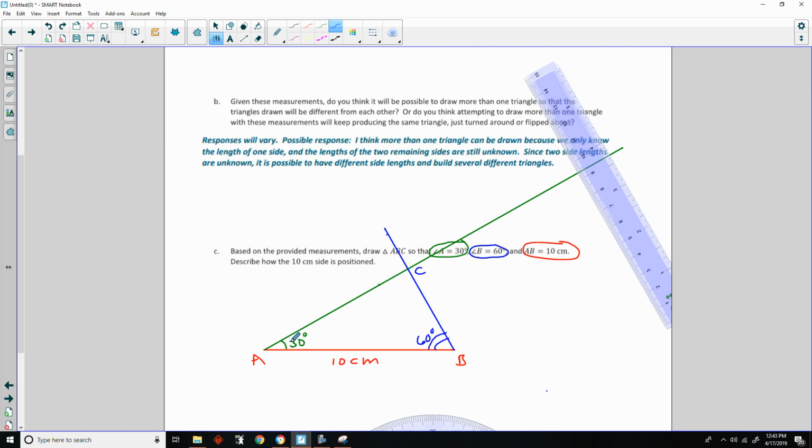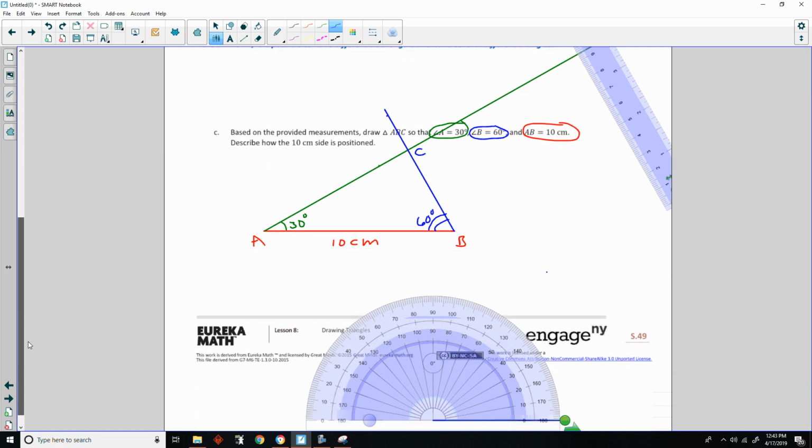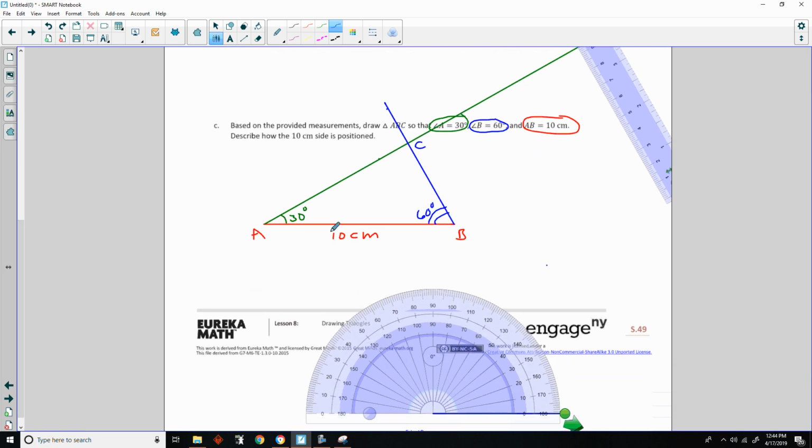Okay? So yes, I could have done one the other way so that this was my 60-degree angle and this was my 30, and then it could be rotated any way. But if this is 10 centimeters, that is an angle side angle situation. And in order to create any triangle with 30 here and 60 here, or 30 here and 60 here, and this being 10, these two lengths will be fixed. So there will only be a few possible outcomes, and it would just be differed by rotation and reflections. But there is my triangle. And the 10 centimeter side is positioned between points A and B.